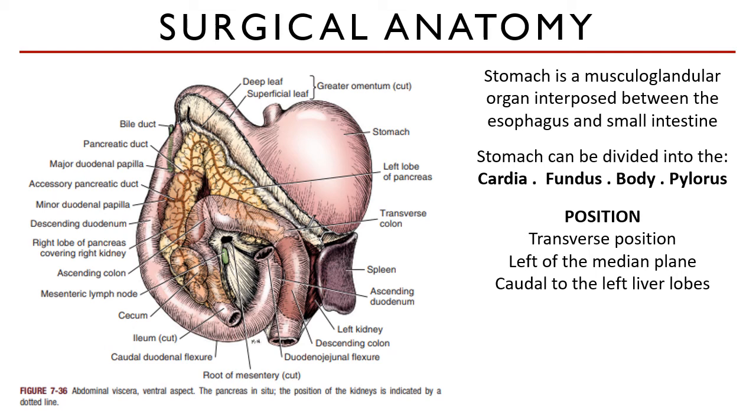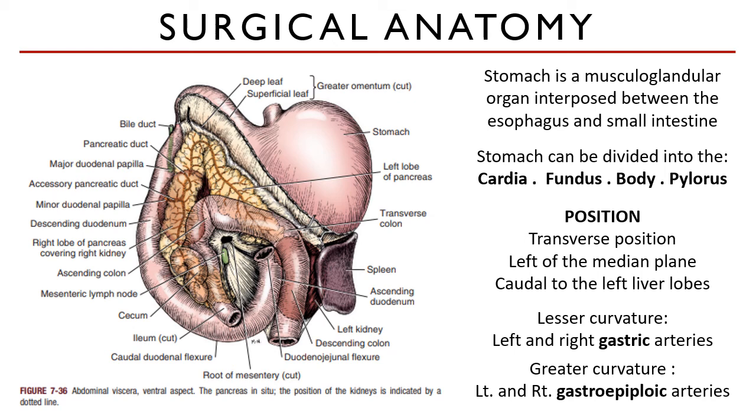It is found caudal to the left liver lobes, wherein the stomach has left an impression on. It is positioned very closely to the spleen, right here, and carries a part of the head and the body of the pancreas. Due to its large size, it has various sources of blood supply, depending on what specific surface of the stomach. The lesser curvature, right here, is supplied by the left and right gastric arteries, while the greater curvature is supplied by the left and right gastroepiploic arteries.